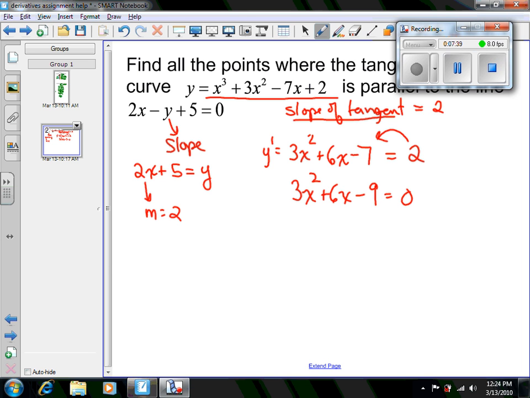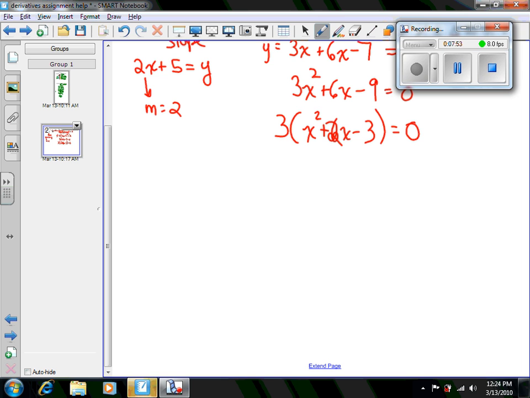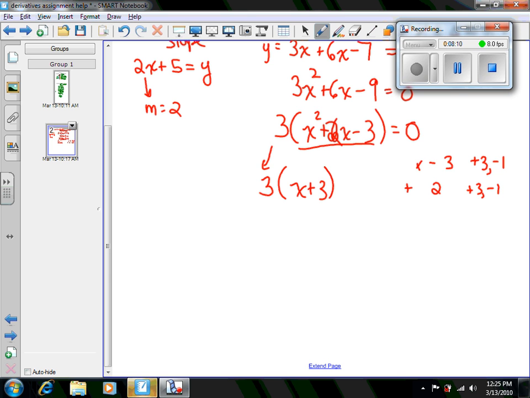Take the 2 over. Before I try factoring, I would look for a common factor of 3. x squared plus 2x minus 3. That's a 2. I said 2, didn't write it. So x squared plus 2x minus 3. What two numbers multiply to give negative 3 and add to give 2? I'm pretty sure 3 and negative 1 are going to be the magic numbers of the day. So we still have our factor of 3, and this becomes x plus 3, x minus 1.